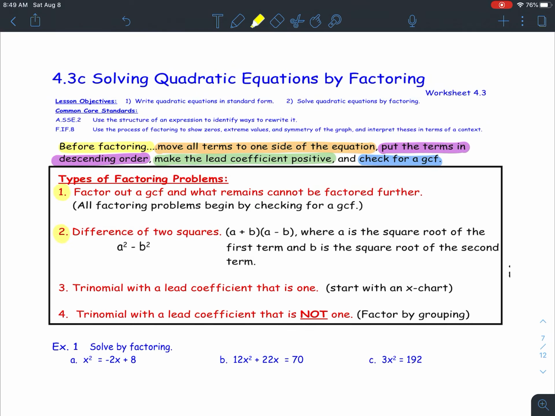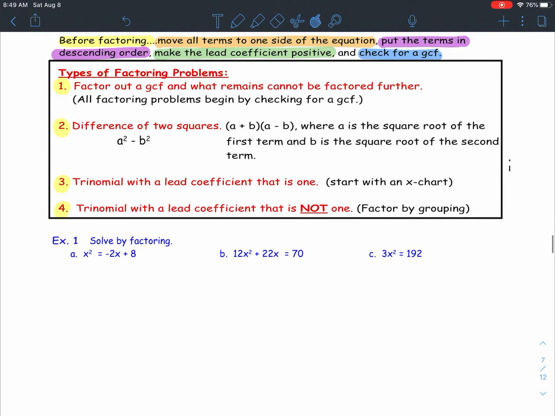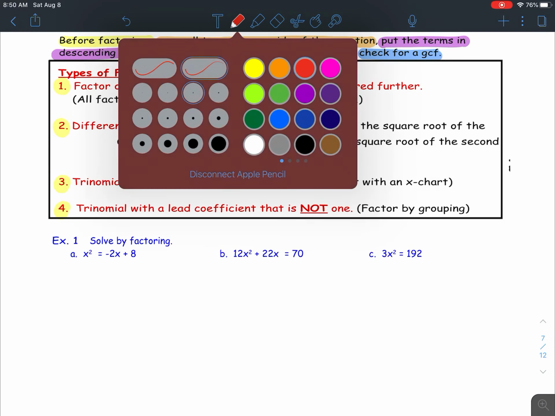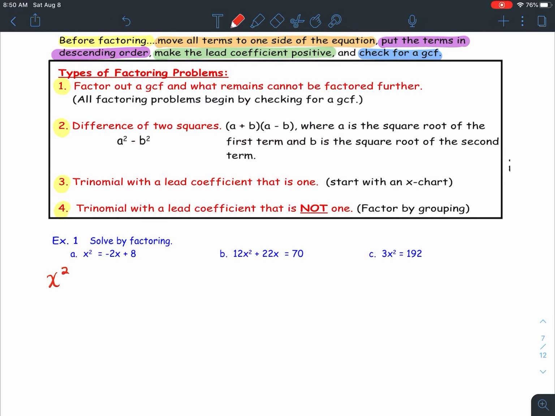Only after you have done those four things should you then look at the problem and decide which category your factoring problem falls into. Okay, so we're going to take a look at these three problems here on the front. You can see all of these are equations. So our initial step is to move everything to one side, and we're going to go ahead and rearrange it in descending order as we do that. Okay, so I'm going to bring the 2x to the left. I'm going to bring the 8 to the left so that it is all set equal to 0. I see that my lead coefficient is already a positive 1, so I don't have to worry about that.